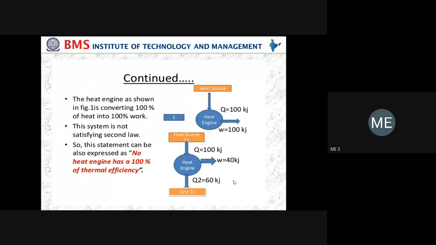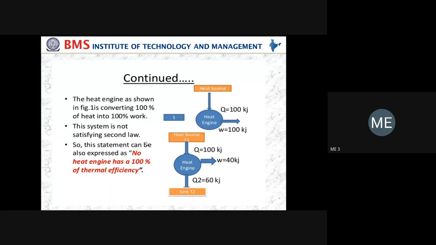Then the efficiency of the engine in the second case is the net work output divided by the heat supplied, QH minus QL divided by QH. That is 100 minus 60 divided by 100, which is 40 divided by 100. You get 40% efficiency, so it will work. Hence, to operate the heat engine, we should have both a heat source and a sink, one at higher temperature and one at lower temperature. So no heat engine has 100 percent thermal efficiency.